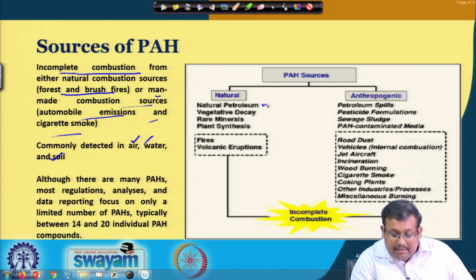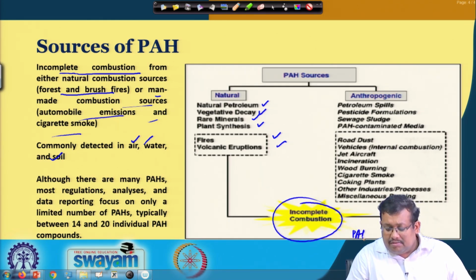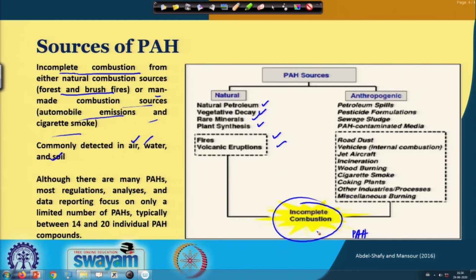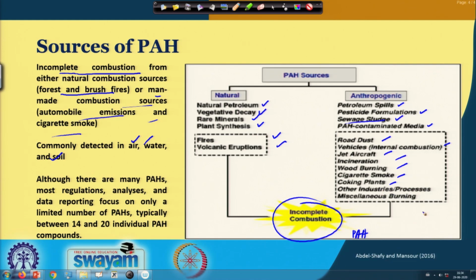The natural sources are natural petroleum, vegetative decay, rare minerals and plant synthesis. Fires as well as volcanic eruptions also produce incomplete combustion and generate PAH compounds. As far as anthropogenic sources are concerned, some are petroleum spills, pesticide formulations, sewage sludge, which we have already discussed in our previous lectures, and PAH contaminated media. Other anthropogenic sources include road dust, internal combustion from vehicles, jet aircraft, incineration, wood burning, cigarette smoke, coking plants, other industries and processes, and miscellaneous burning. All these generate PAH when they undergo incomplete combustion.